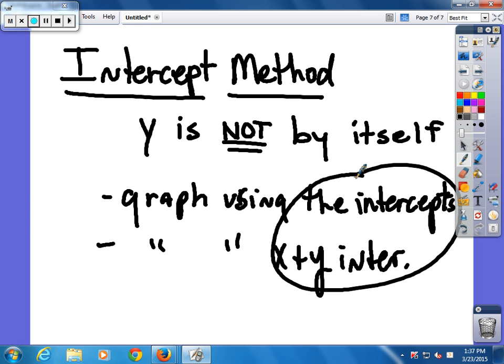Because what it's going to end up doing, the intercept method, can anybody tell me out of all three methods, what is the intercept method? It's the fastest. In other words, it's the one that you can do by just looking at the problem.